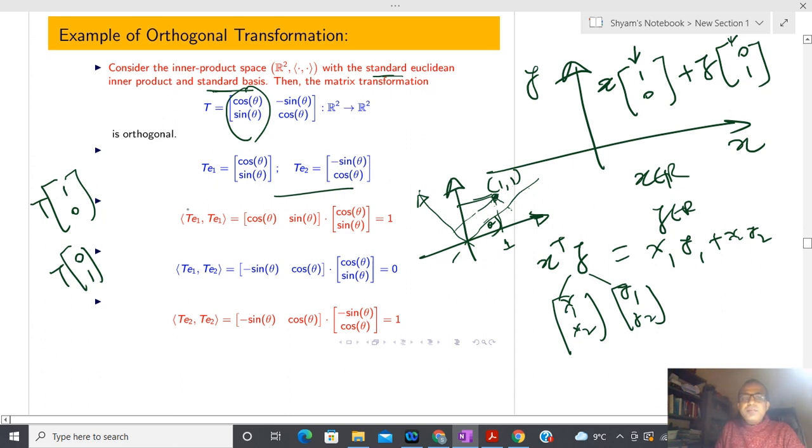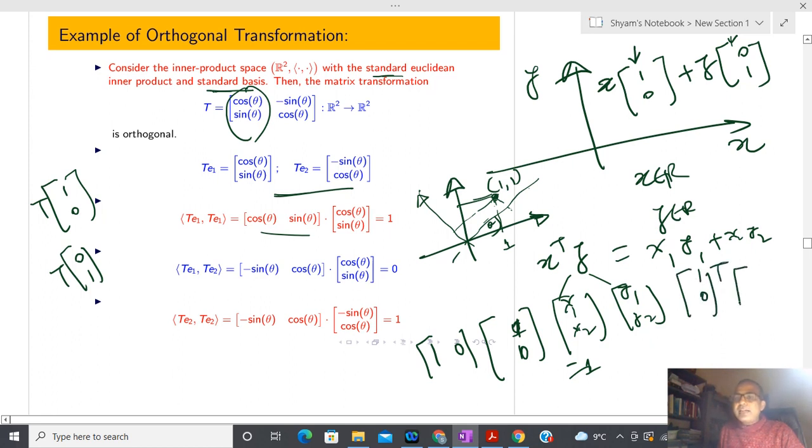Now if you take T e1 with T e1, that is, (1, 0) and again (1, 0), it is possible to show that their inner product is 1. Here I have calculated the inner product in the transformed space. Now take T e1 and T e2, that is, (1, 0) transposed with (0, 1). It is possible to show that this is 0. So the same things are preserved everywhere. This transformation is called an orthogonal transformation.